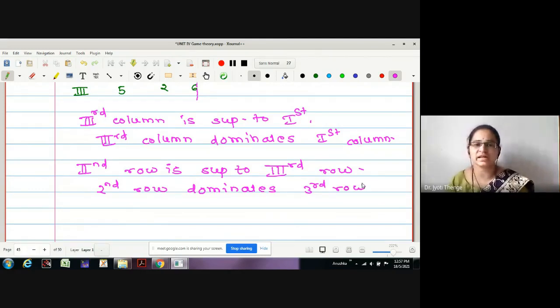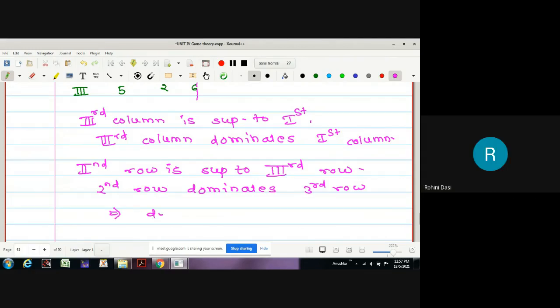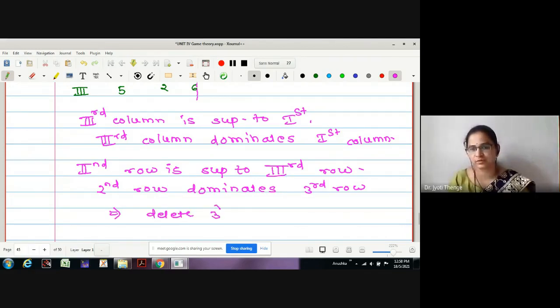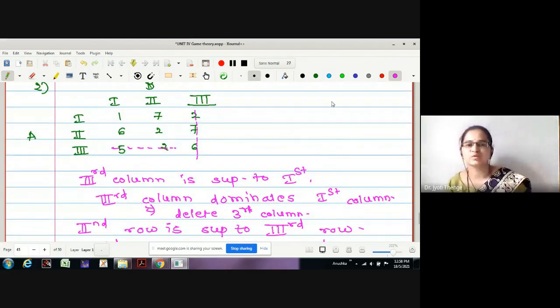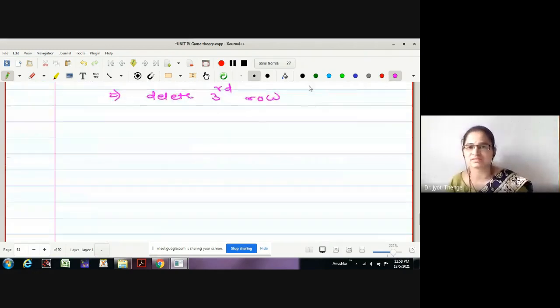Okay, therefore which should I delete? Third row. Delete third row. Here, delete third column. Okay, let me delete this also. Now what do we remain with? 2 by 2 again. Therefore, what is my new matrix? The reduced matrix, one can say.